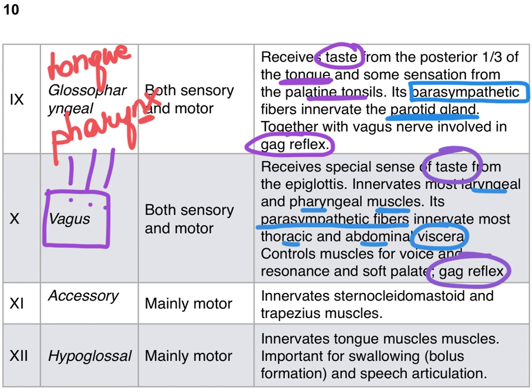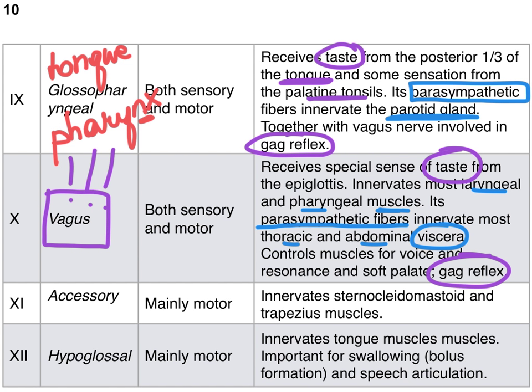Finally, we get to our accessory nerve. As I mentioned earlier, that's a nerve that also recruits or accesses some of the axons that actually begin in the spinal cord area. It is mainly a motor nerve that is going to stimulate your sternocleidomastoid and trapezius muscles to contract.